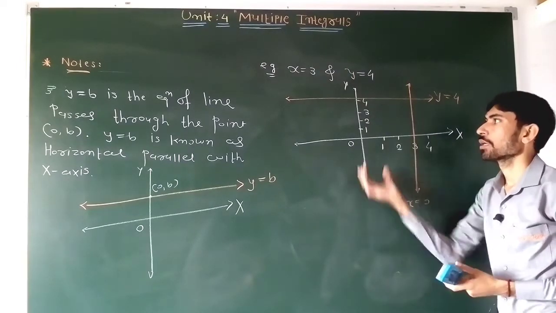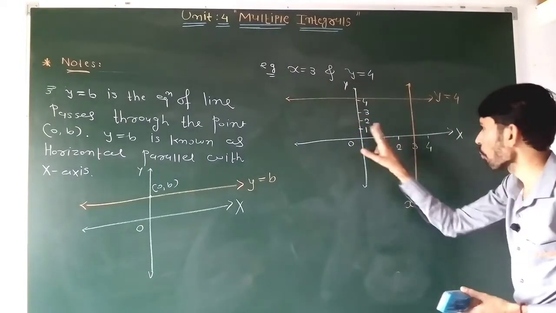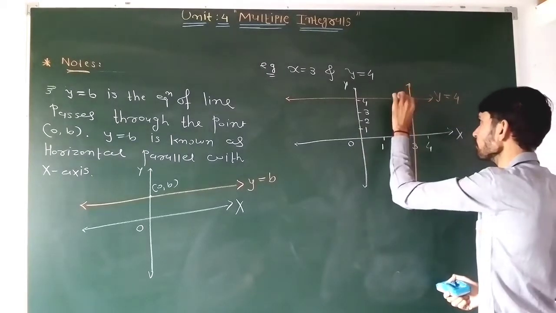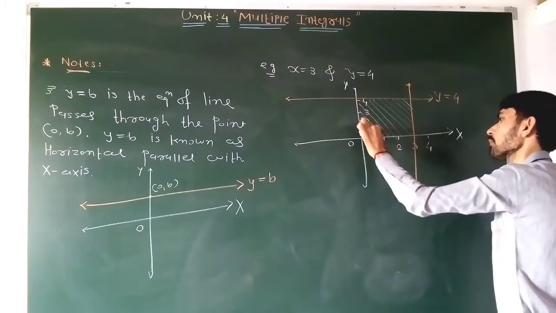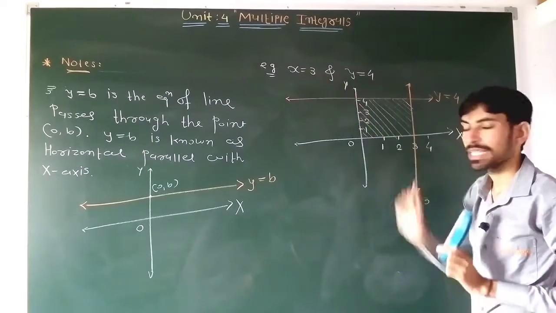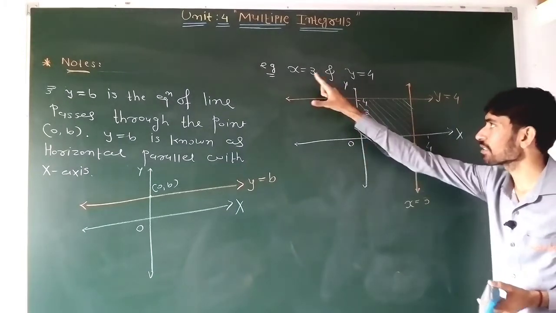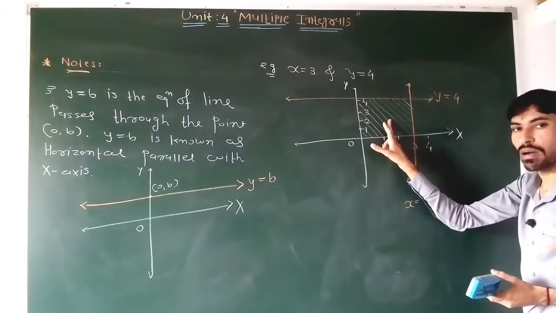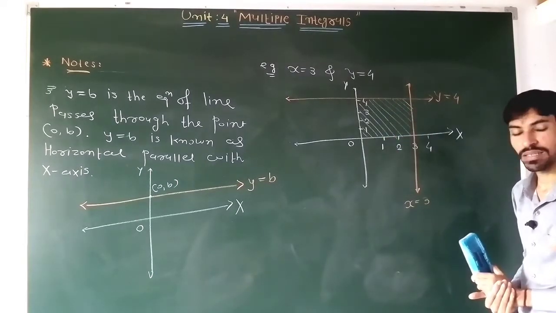Now friends, if we are told the region bounded by the coordinate axes and x is equal to 3 and y is equal to 4, then these are the coordinate axes, this is x is equal to 3 and this is y is equal to 4. That means our region is bounded by these. Suppose we say draw the region bounded by the coordinate axes and x is equal to 3 and y is equal to 4. The coordinate axes are the x-axis and y-axis, and the bounds are x is equal to 3 and y is equal to 4. So this is our region. Keep these things in mind.